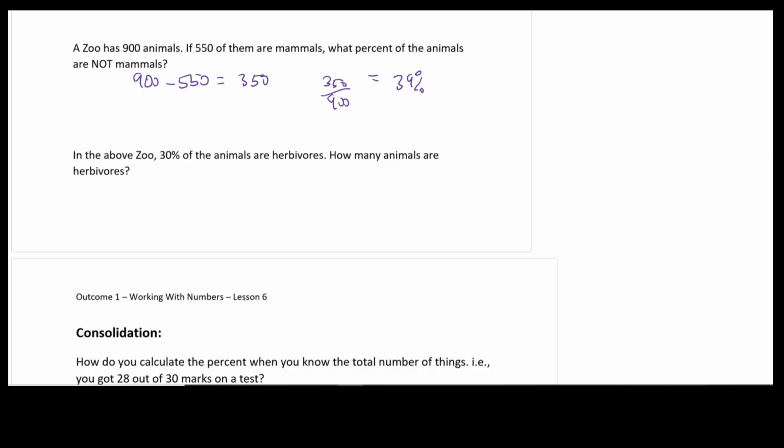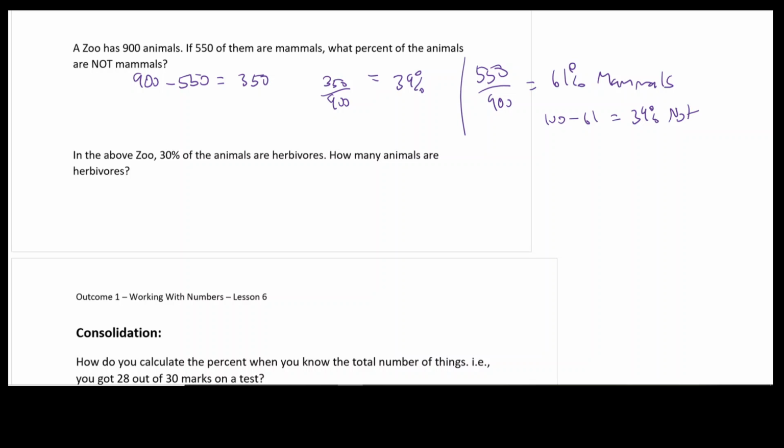The other way to go about that problem is just take the number that you're given, 550 out of 900, change that to a percentage, you get 61. And since you know that they're either mammals or not mammals, and the total of a percentage is 100, the other way, I guess I should write it down. If you do that and you get 61% are mammals, then you would just do 100, take away 61, and get 39% not mammals.